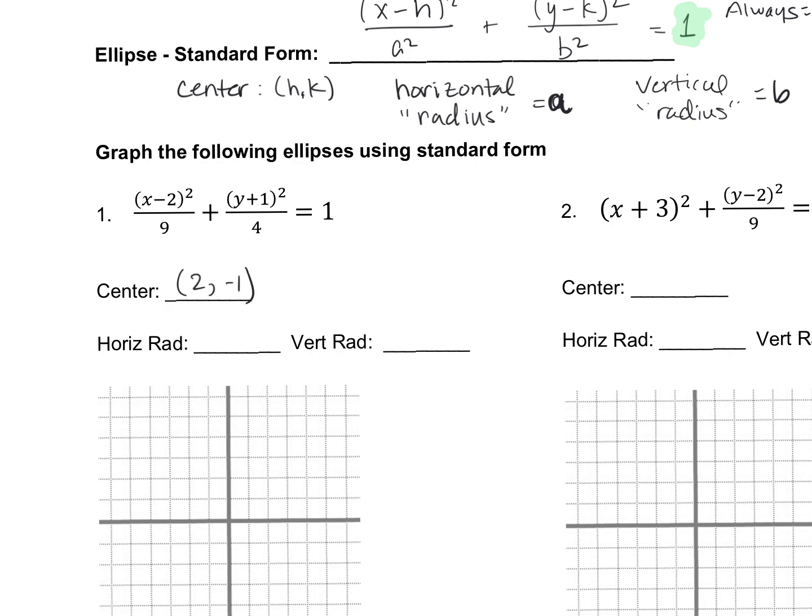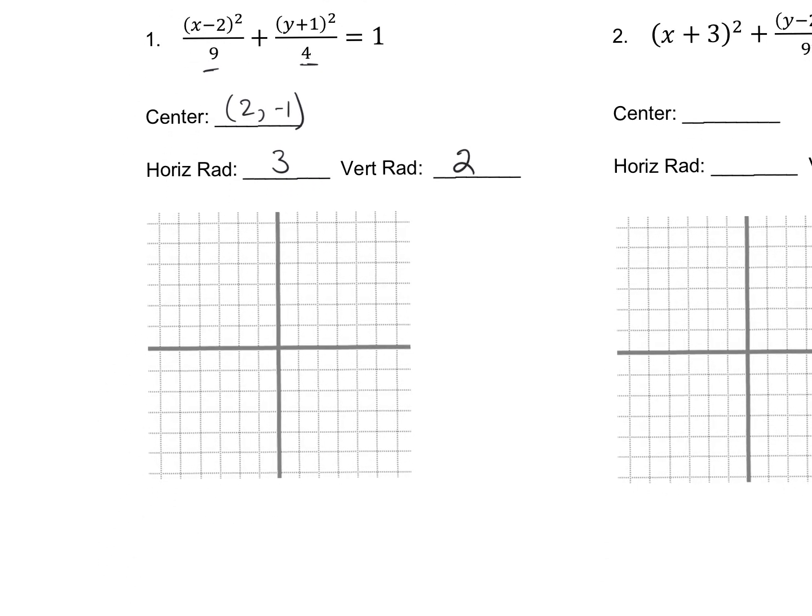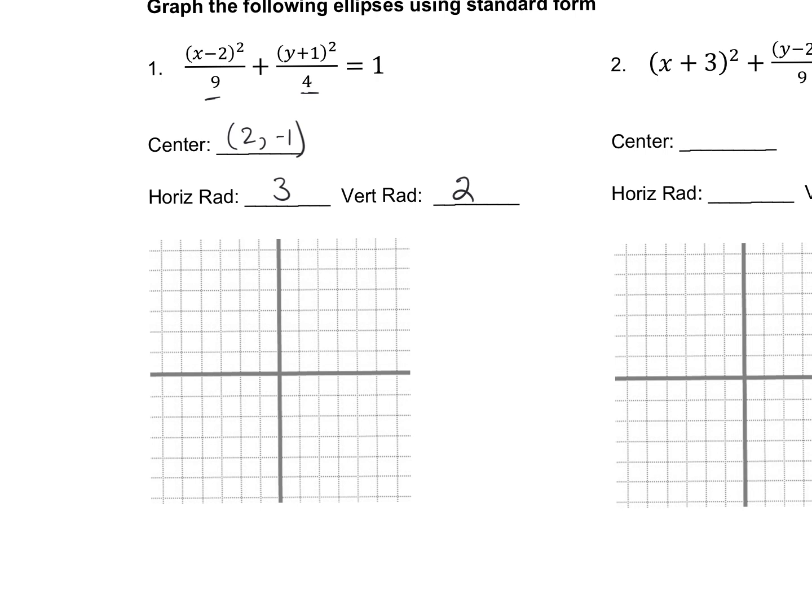And then what is the horizontal radius? The horizontal radius deals with the A, so we're going to look at this right here. Okay? And what's the square root of 9? 3. And then for the vertical, you look at this one, and the square root of that is 2. Okay, so when we plot these, just plot the center and then go out based on what we need. So our center is at 2, -1.